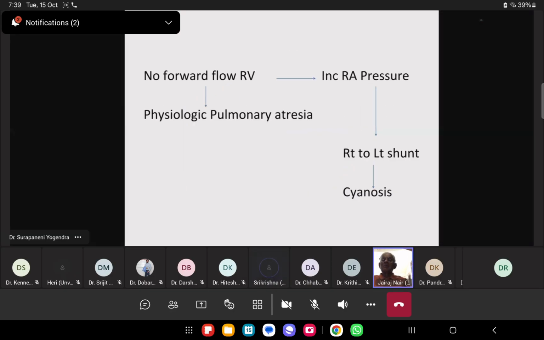No forward flow increases the right atrial pressure and can cause physiologic pulmonary atresia. Increased right atrial pressure leads to right-to-left shunt and cyanosis.